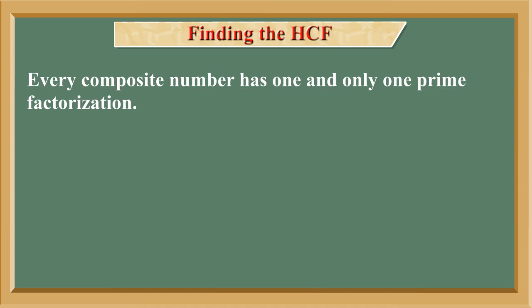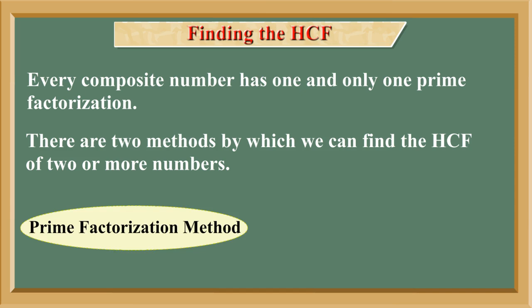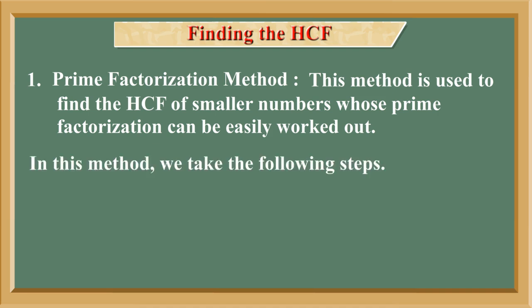Finding the HCF. Every composite number has one and only one prime factorization. There are 2 methods by which we can find the HCF of 2 or more numbers: prime factorization method and long division method. 1. Prime factorization method. This method is used to find the HCF of smaller numbers whose prime factorization can be easily worked out. In this method, we take the following steps.